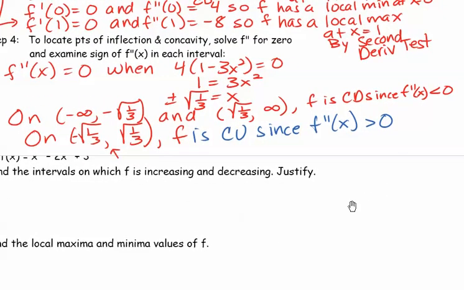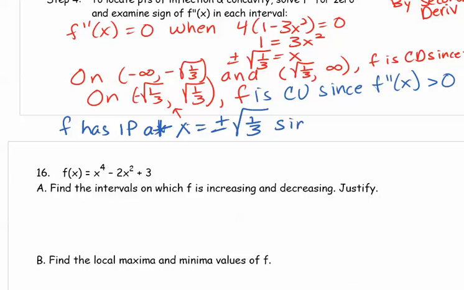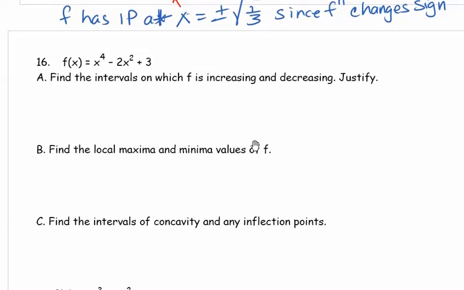All right, so we didn't actually answer the inflection point. So what we've just shown is that we had a change of sign of the second derivative. So f has inflection points at x equals plus or minus the square root of 1/3 since f double prime changes sign. So now I think we've answered all of the questions. All right, moving on. 16.